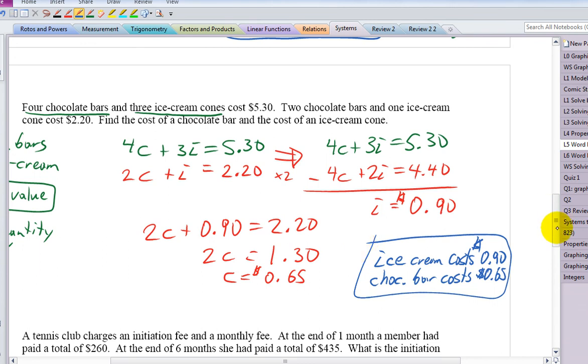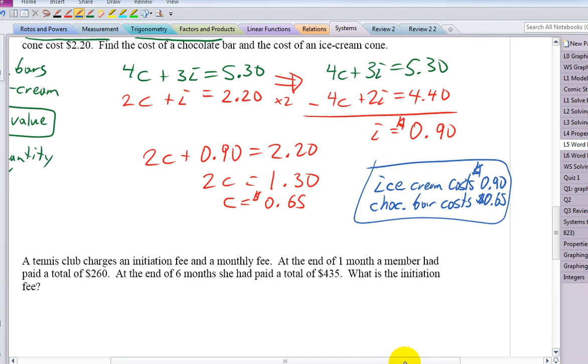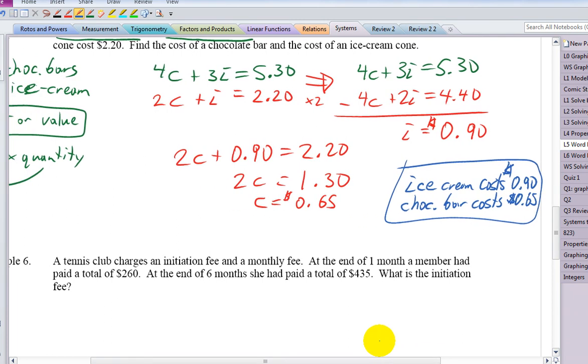All right. Okay, next one. Have a read. It's a little bit different. We're going to set up the equations. We won't solve. Good. What? You just keep staring at me. Read.